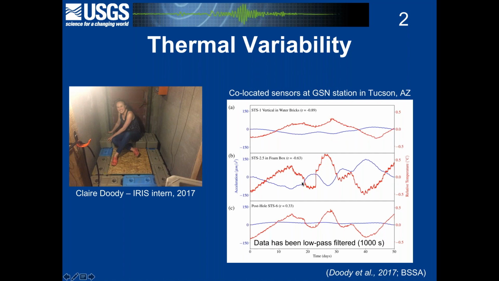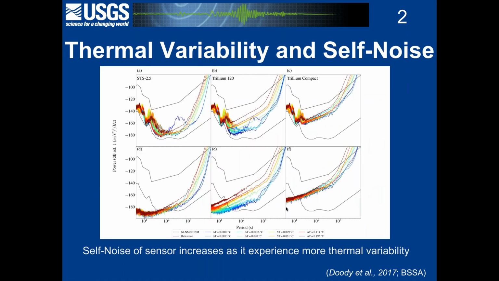Same thing on the STS2.5 here. And this one's a little bit tricky because the temperature sensor is actually sitting on the top of the post hole, so the thermal variations seen by the sensor are probably much less than what the temperature probe is seeing here, which may partially explain this low correlation coefficient on this instrument.